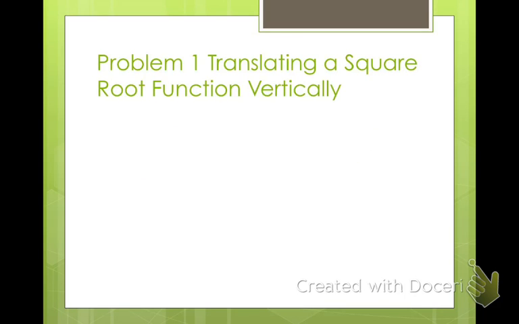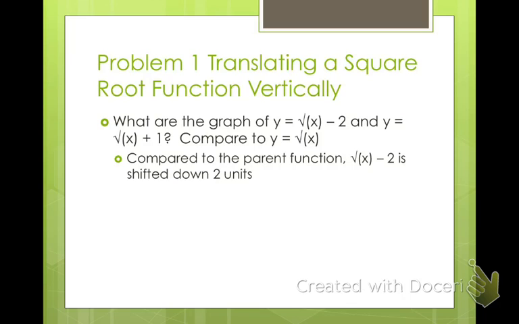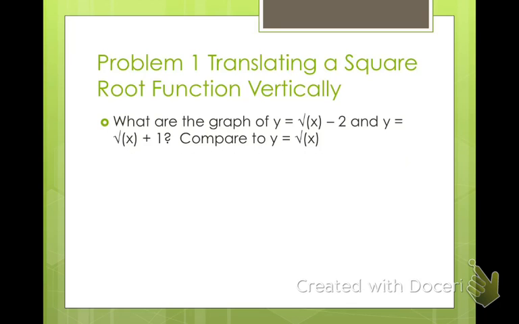Alright, so translating a square root function vertically. What are the graphs of y equals the square root of x minus 2 and y equals the square root of x plus 1, and we're going to compare that to our parent function, y equals the square root of x.